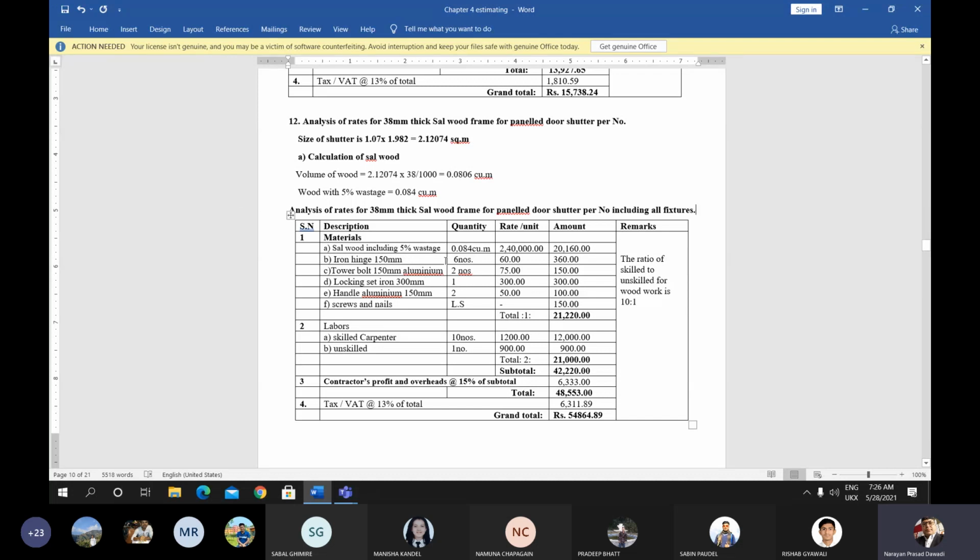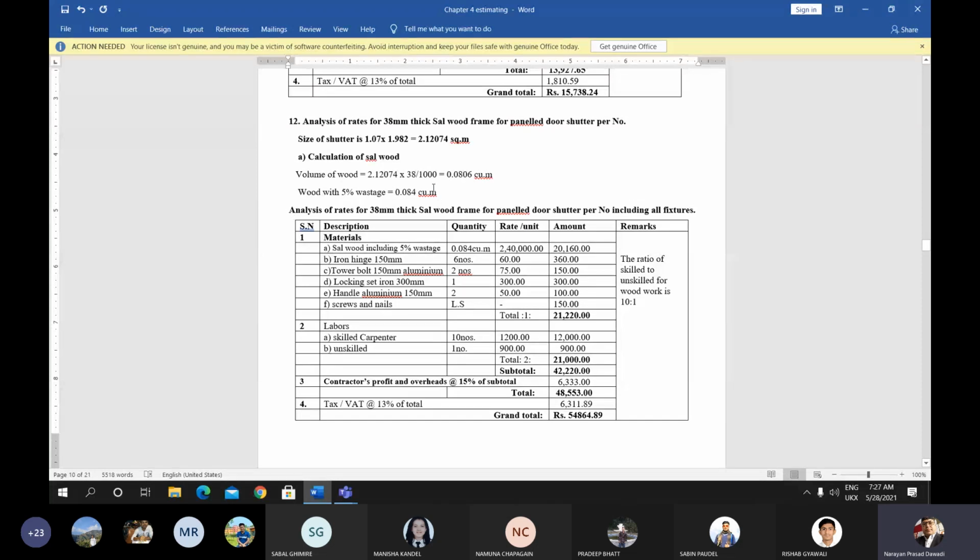Now, in the frame, you can see the frame in the shutter. There is a handle, there is a tower bolt, there is a hinge, there is a locking set, etc. used in the frame. A double shutter of the panel door is provided here. Now, the material required is solid, including 5% wastage.